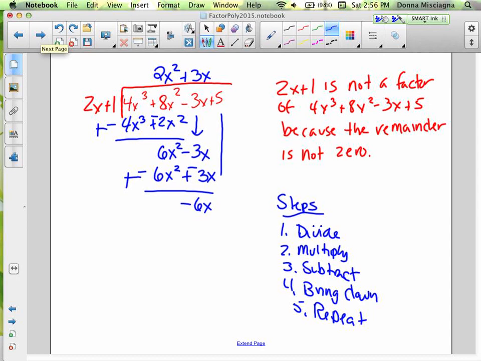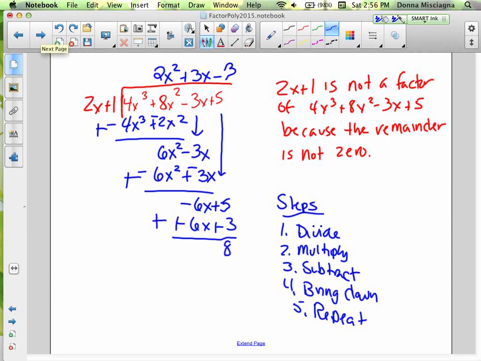And then we need our last term, so we're going to bring down the 5. And now what would we have to multiply 2x by to get negative 6x? Of course, 2 times 3 is 6. We're going to need 2 times negative 3, because we have negative 6. Negative 3 times 2x gives us negative 6x. Negative 3 times 1 is negative 3. And then we subtract, which means to add the opposite. Negative 6x plus 6x is 0. 5 plus 3 is 8.